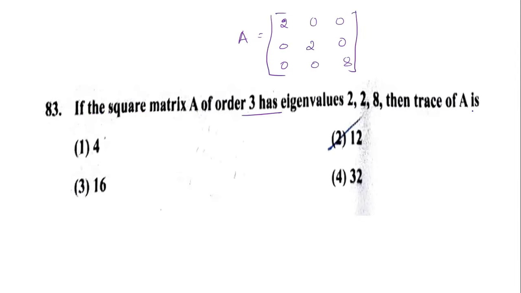Then trace of A is simply the sum of the diagonal elements. Trace of A is equal to 2 plus 2 plus 8, which is 12. Answer is 12. Option 2 is the right answer.